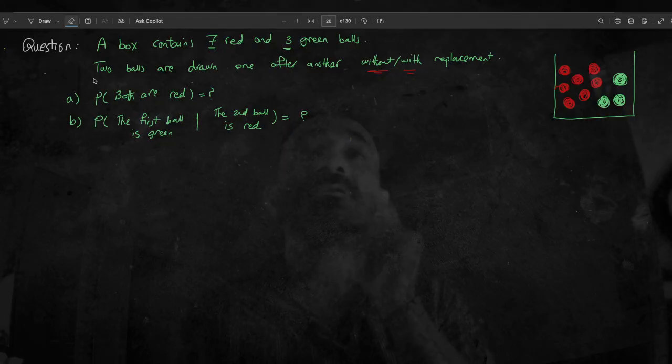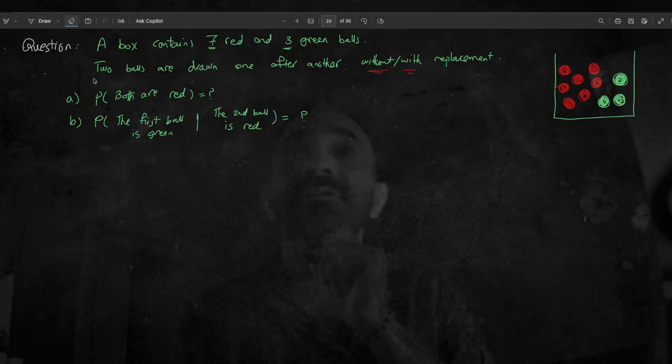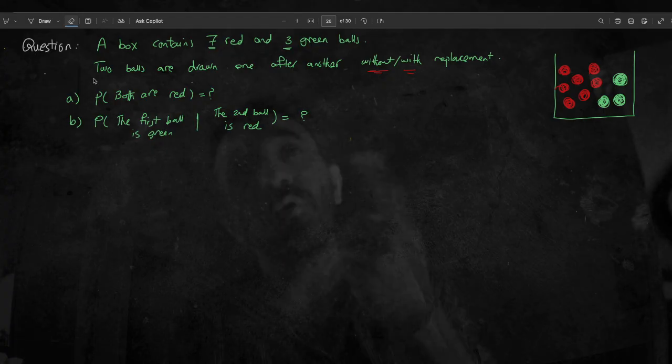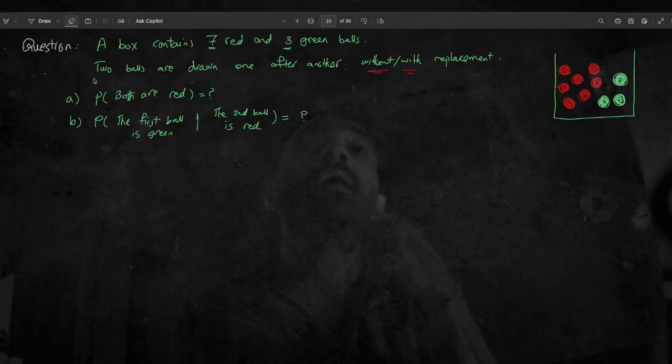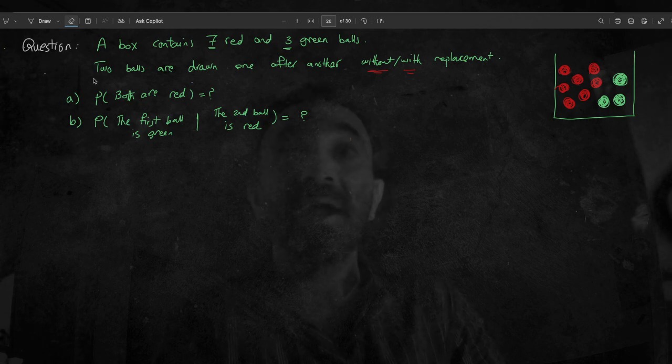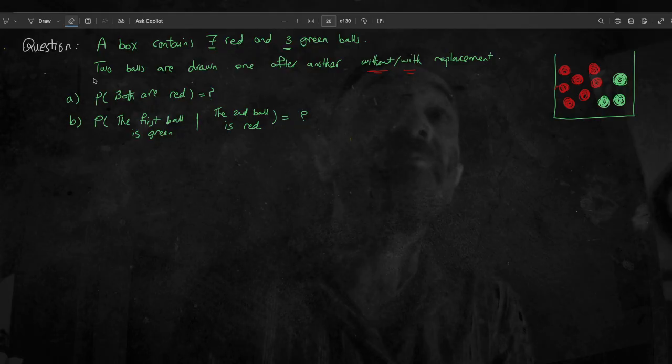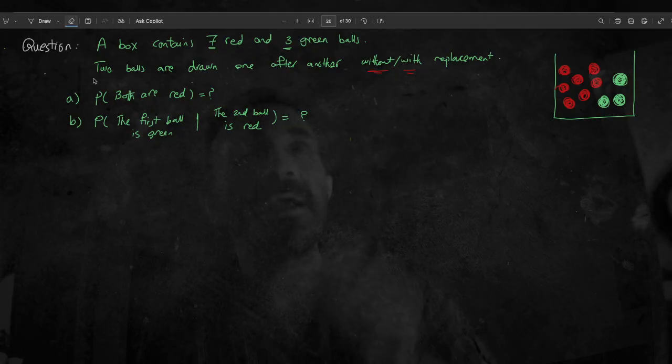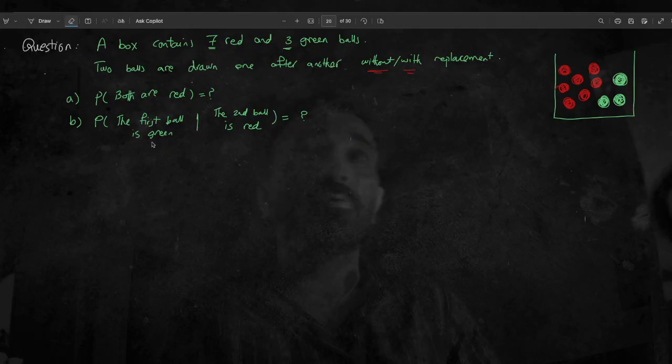A box contains 7 red balls and 3 green balls. 2 balls are drawn one after another, without or with replacement. So once we're going to do it without replacement, another time we're going to do it with replacement. Find the probability that both are red, and find the probability that the first ball is going to be green given that the second ball is red.